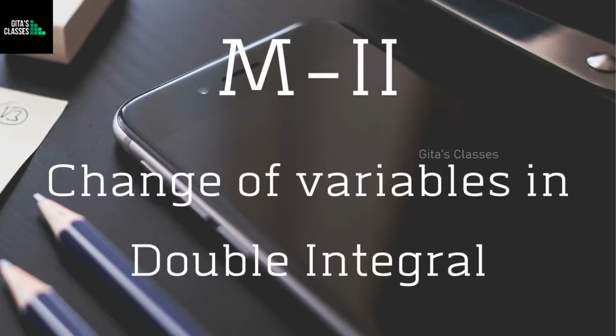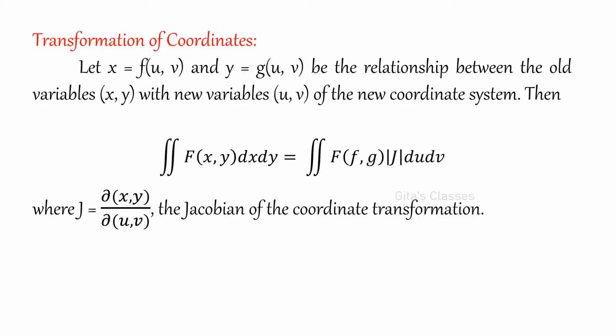Today's topic is change of variables in double integral. We have already seen double integral in Cartesian coordinates and polar coordinate system. Now if the integral is difficult, only for our convenience we can change the variables to another system and we can easily integrate. So the purpose of change of variables is to make the integration easier. Let us find out how to transform the coordinates.